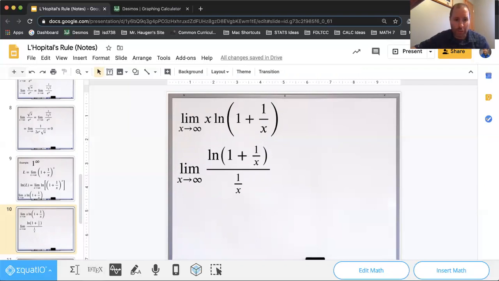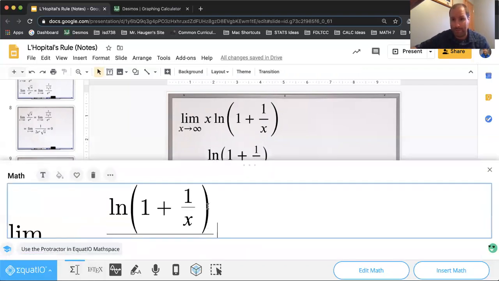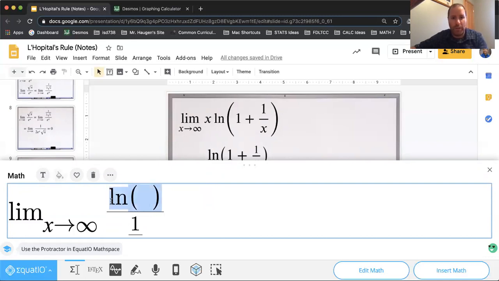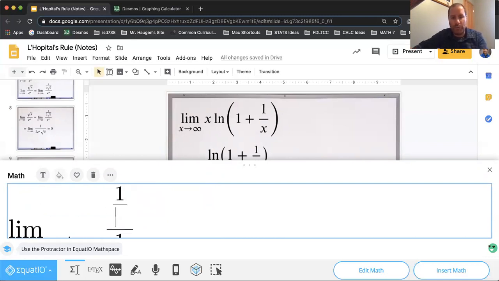Now it's going to look a little bit messy, I'm not going to lie about that. So we're going to use L'Hopital's rule here. I've got to do the derivative of this top stuff. The derivative of this top stuff is going to be 1 over that stuff, so 1 over 1 plus 1 over x.